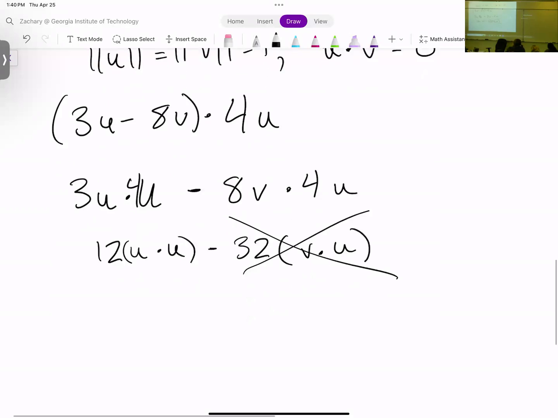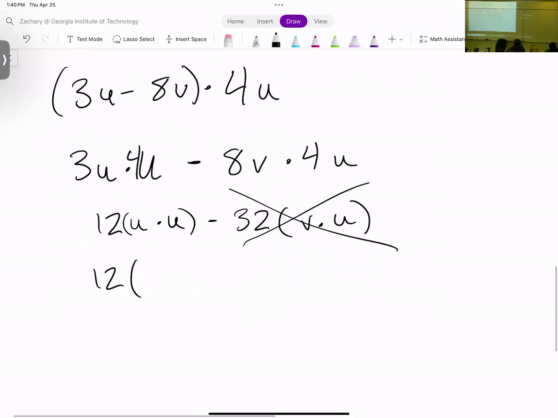So if they have a magnitude of 1, their dot product is still 1. It's technically also the case that the dot product of a vector with itself is its magnitude squared. But if it only has a magnitude of 1, it's still 1 after we square it. So this just yields 12.